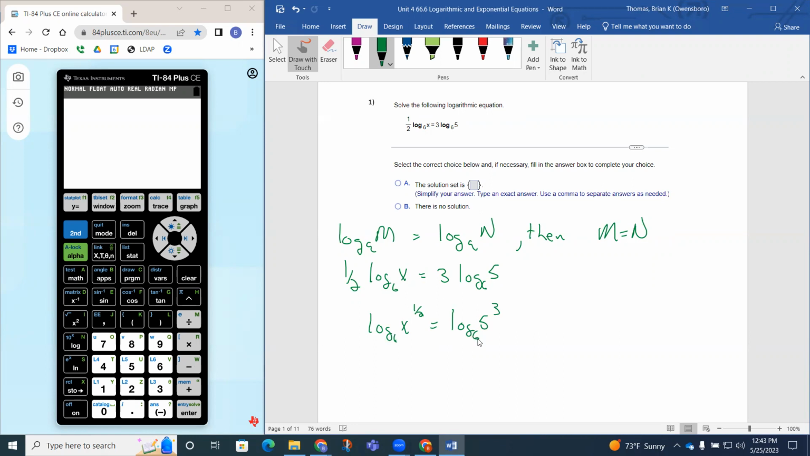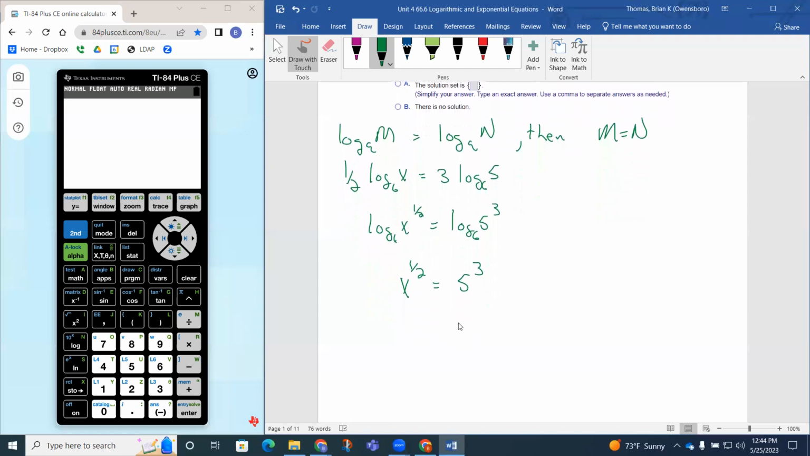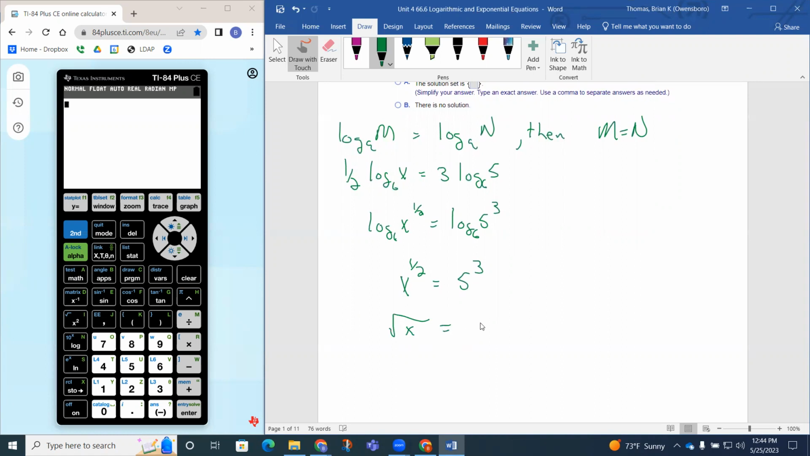Since these are both base 6 logs, what has to hold true is that x to the 1/2 has to be equivalent to 5 cubed. So what we're trying to do is figure out what number I can raise to the 1/2 power that's the same thing as 5 cubed. Now remember, 1/2 is the same thing as the square root symbol. So the square root of some number has to be the same thing as 5 cubed. What is 5 to the 3rd power? That's going to be 125.